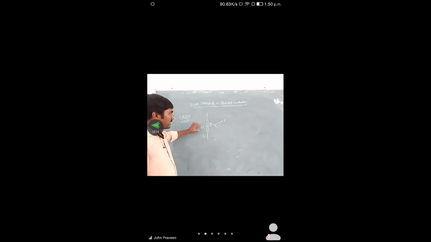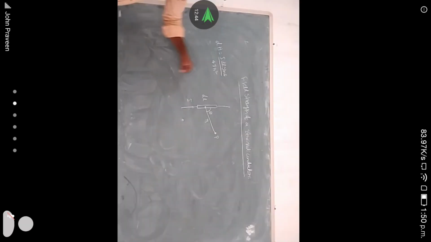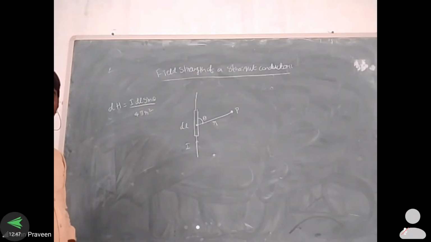We take a small conductor having the length dl. We assume the current flowing through that conductor is I, and we place a unit north pole at the location P. The distance between the center axis of the conductor and the point P we take as r. Already we know that the magnetic field strength of a conductor for a small portion, dH, is equal to I into dl sin theta by 4 pi r square, right?